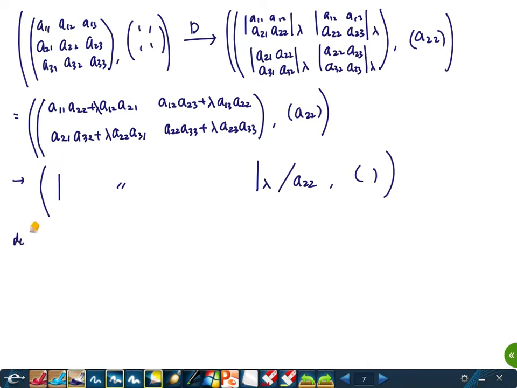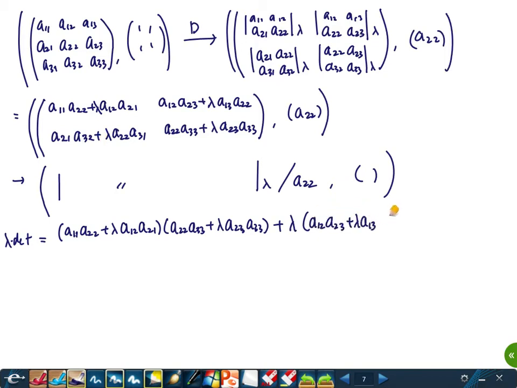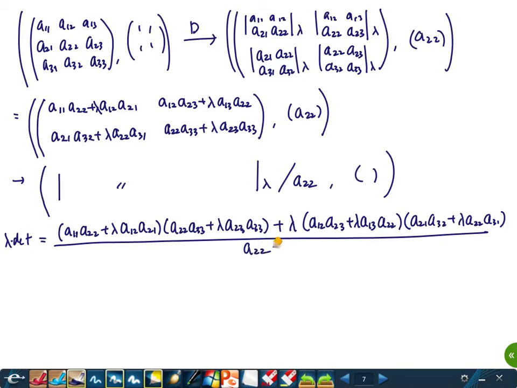Now, what is the lambda determinant of the original matrix? It's going to be this thing divided by this. So let's do the computation. This times this, times A22A33 lambda A23A33, plus lambda times this and this, A12A23 lambda A13A22, times A21A32 lambda A22A31, divided by A22, right? So this is the lambda determinant of the 3x3 matrix. In this way, you can compute the lambda determinant of 4x4, etc.